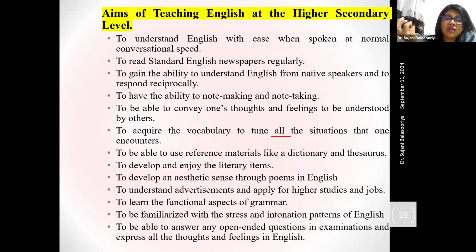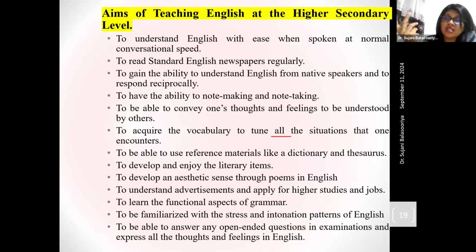The student should be able to grasp the themes, characterization, the language, the use of literary devices, everything, right? As used in the poems. And to understand advertisements and apply for higher studies and jobs. Yeah, understand advertisements. That means by checking advertisements, the student should be able to apply for whatever the advertisement that is suitable and relevant, like that.